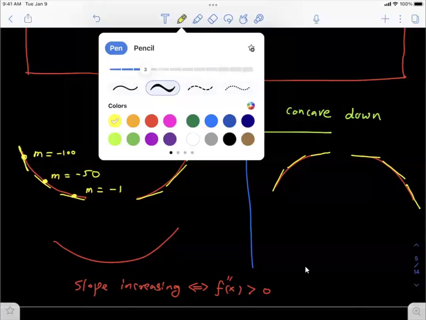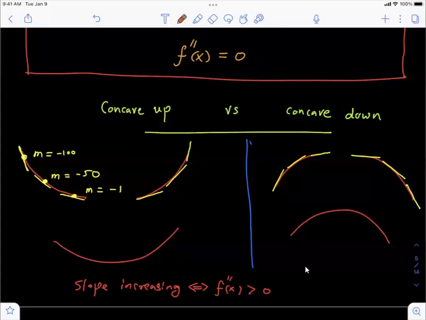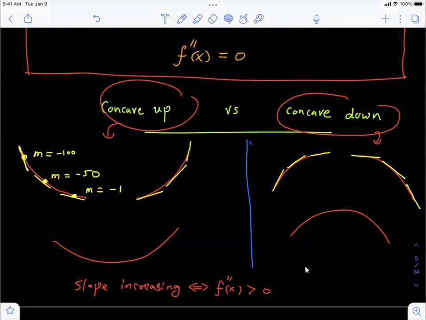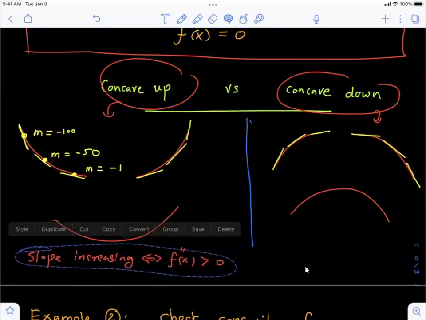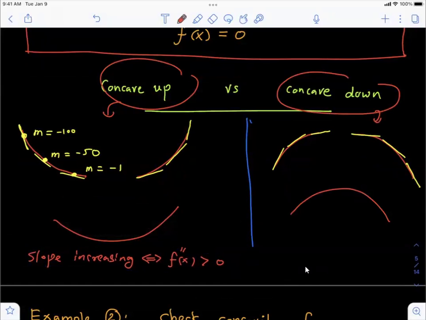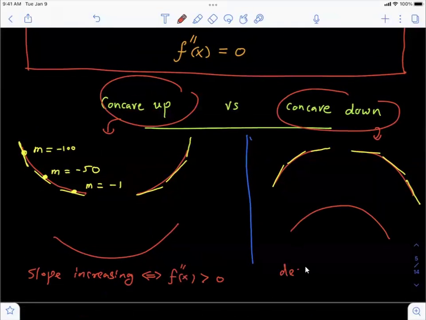You should get red. All right. So this is the concave down side of the story. This is the concave up side of the story. And when it comes to concave down, we can see it is exactly the opposite behavior than this. So slope decreasing, or decreasing slope, is none other than, if and only if, f double prime being negative. I can indicate it by less than 0. So that is exactly the property that you need to understand behind it.